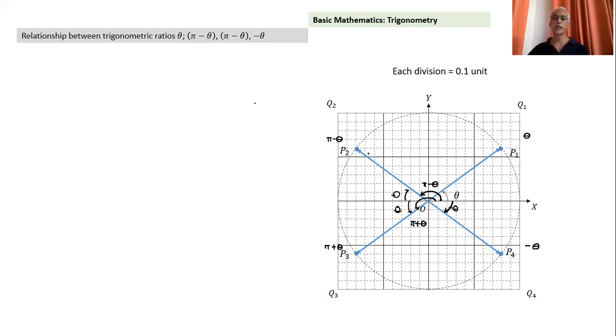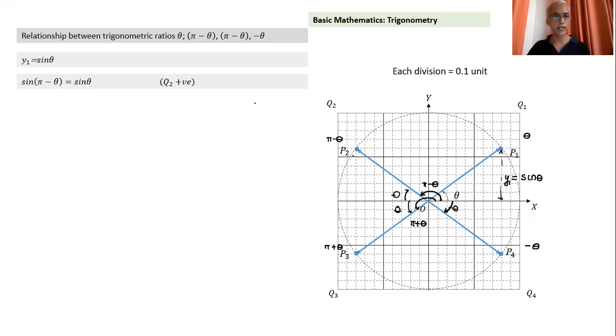So these are 4 points, and there's a definite relationship between cos of these angles and sine of these angles. Let's find those values. Let's find it for the y coordinate. So for point 1, this would be the y coordinate. Let me call this y1. So y1 will be equal to sine of the angle of P1, so y1 will be equal to sine theta. In a similar way, let's find the relationship here. What would be sine of pi minus theta? Sine of pi minus theta will be the y coordinate of P2, and the y coordinate of P2 is the same as y1. Hence, I can write sine pi minus theta is equal to sine theta.